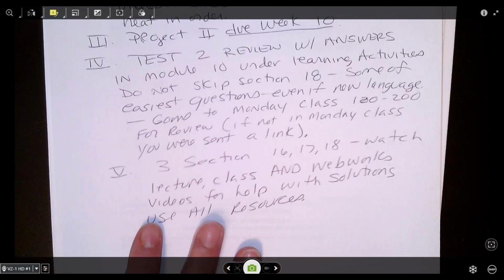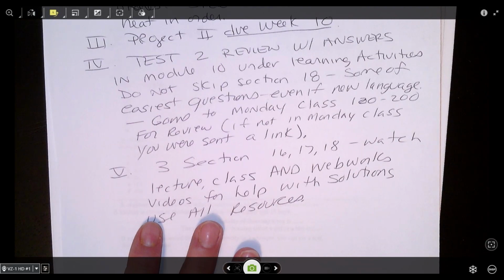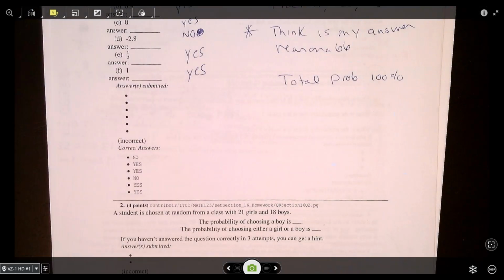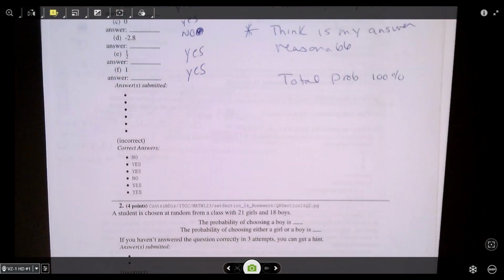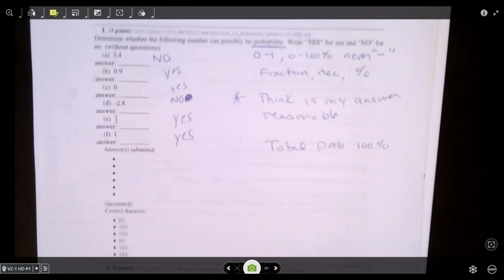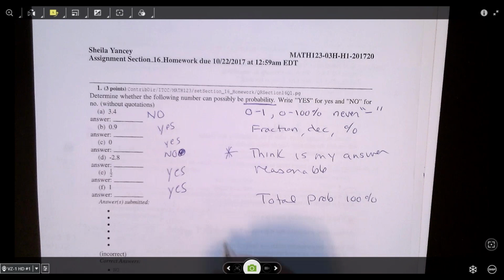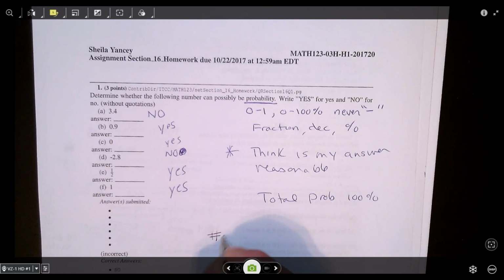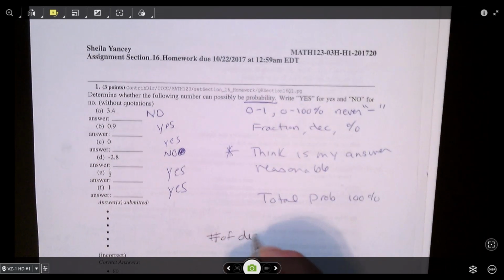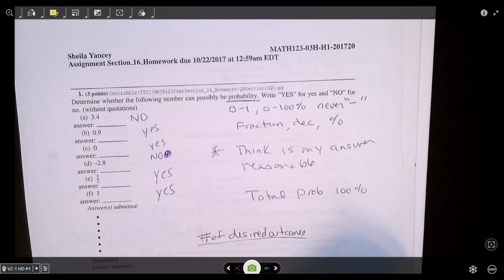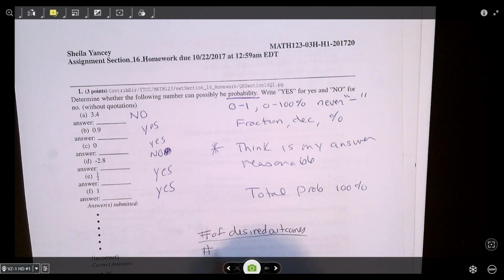Any questions before we get started? Okay, we start out with 16, which most people like. It's on probability. The basic thing you need to know for probability is the number of desired outcomes, what you want, over or divided by the number of total outcomes.